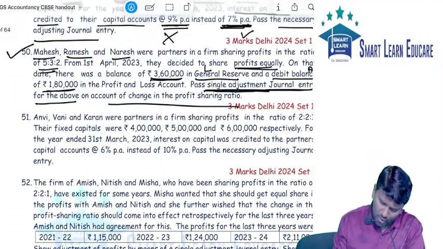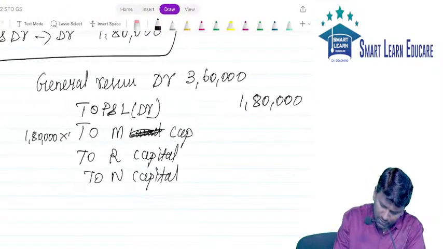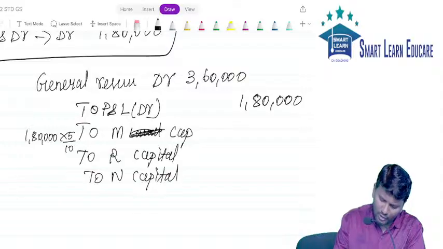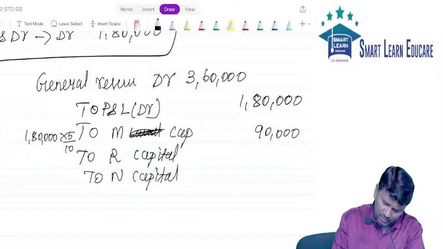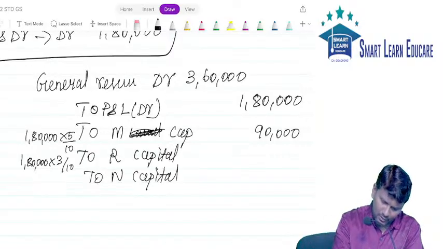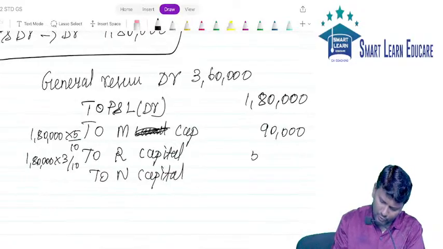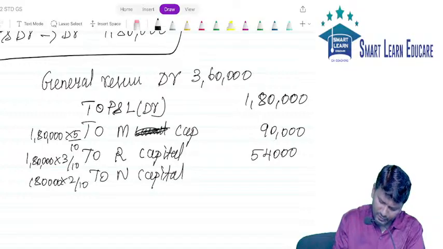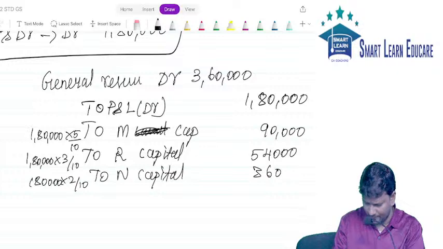What is the old ratio given in the question? 5:3:2. So 1,80,000 into 5 by 10 gives 90,000. Similarly, 1,80,000 into 3 by 10, 18,000 into 3, is 54,000. Last one, 1,80,000 into 2 by 10 gives 36,000.